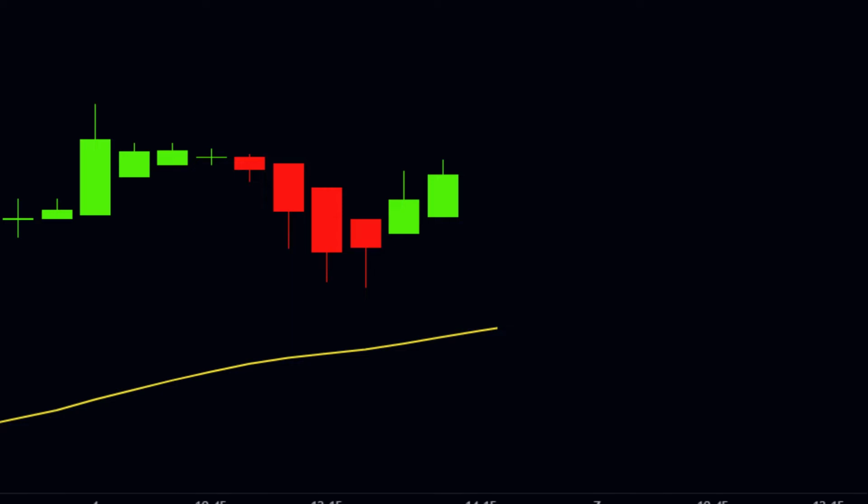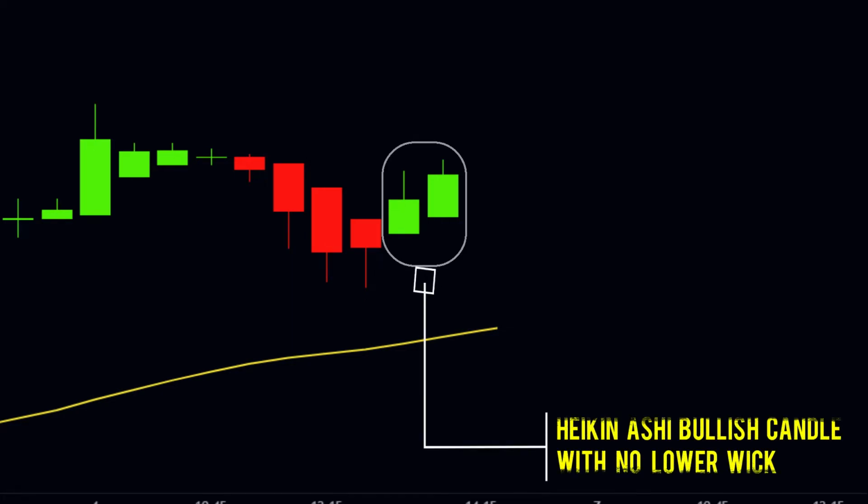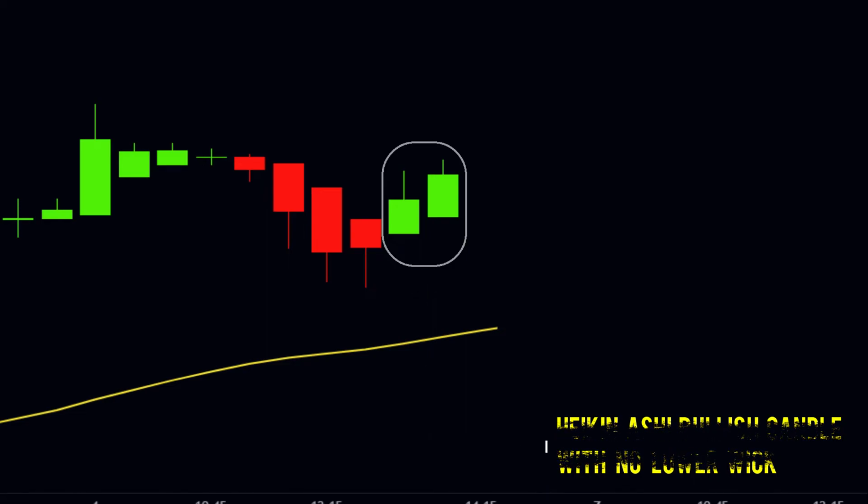For the buy setup, we will require 2 bullish Heikin Ashi candles, and there should not be a lower wick on both of these candles. The second condition is that these 2 candles should come just after the pullback. As we understood before, these types of bullish candles which have no lower wick indicate a strong uptrend, and there are no sellers at this point. It is the clear sign of a buyer-dominated area.